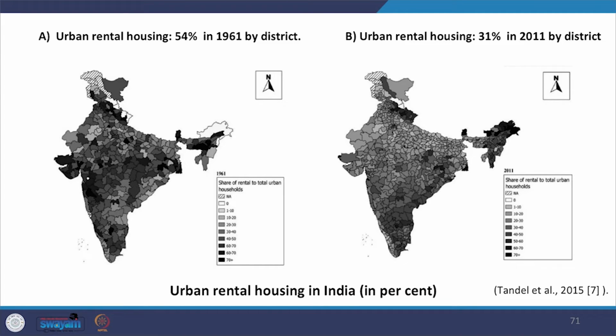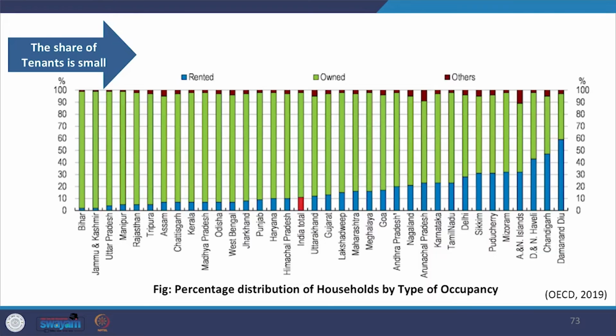Even in urban areas, the share of rental housing has decreased from 54% in 1961 to 31% in 2011 out of the total stock. In the rural area, it is even smaller. There are also stark regional differences, ranging from almost 30% in Delhi to less than 5% in Bihar and Uttar Pradesh. As we can see in the image, in the blue color, we can see households in rented houses. The green color indicates the owned houses and reddish brown indicates the other kind of occupancy.